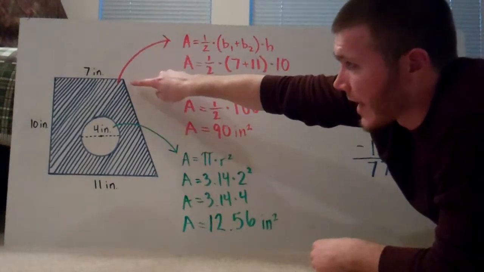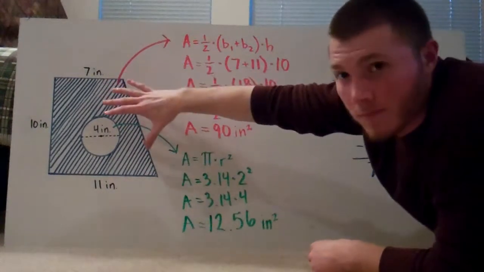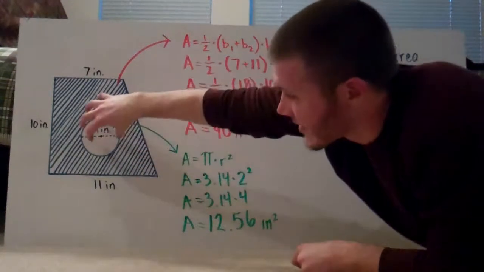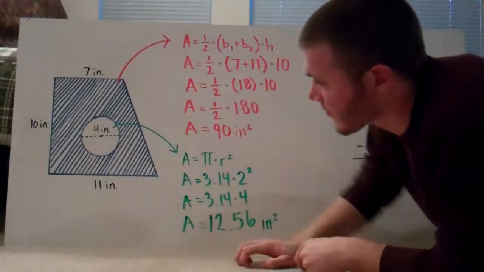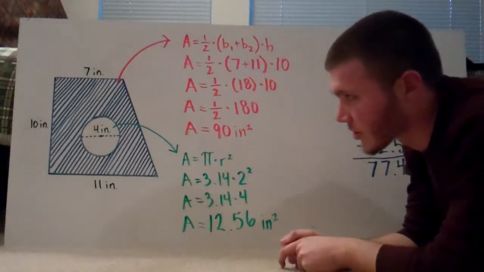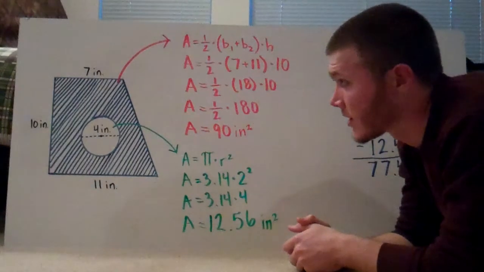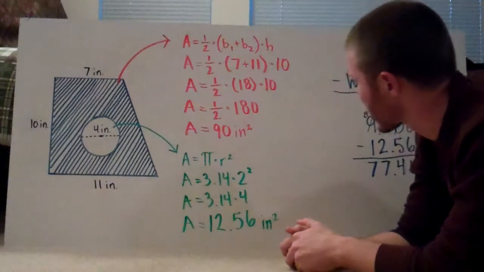Before you stop the video, label this a trapezoid. This whole shape right here is a trapezoid. Then inside of it, inscribed, I want you to label this as a circle. I'll be looking for those in your notes when I check the homework.